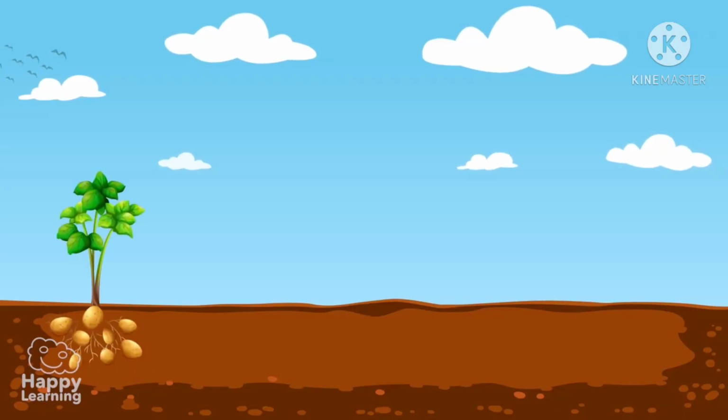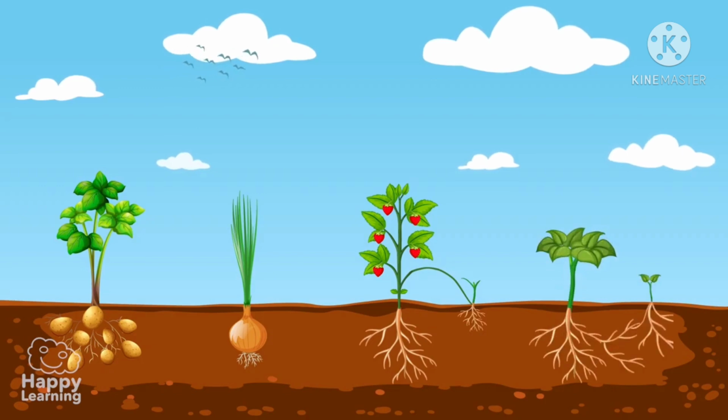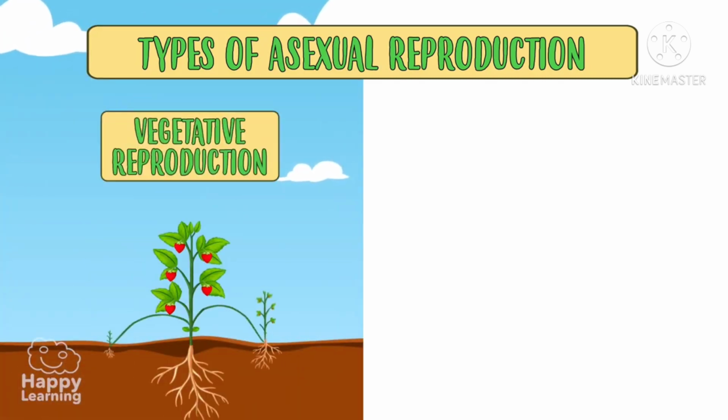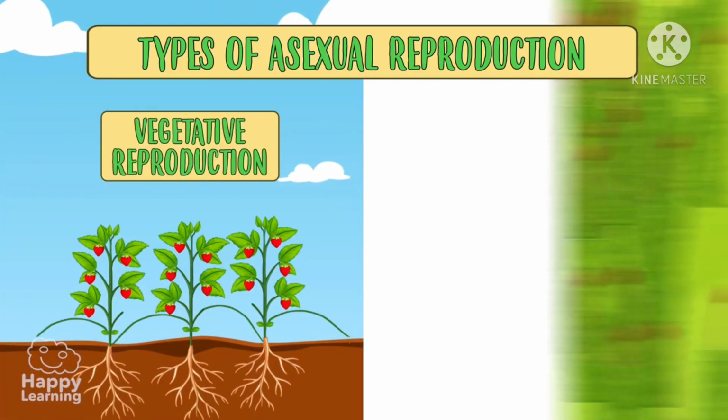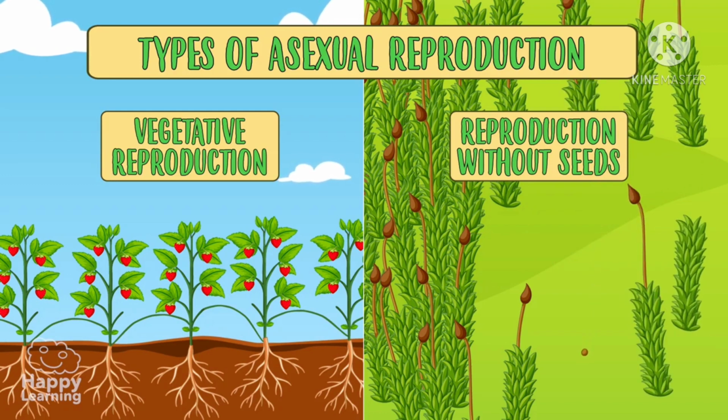New plants can originate from a single cell, tissue, an organ, or a part of a mother plant. There are two types of asexual reproduction: vegetative reproduction and reproduction without seeds. Let's get to know them.